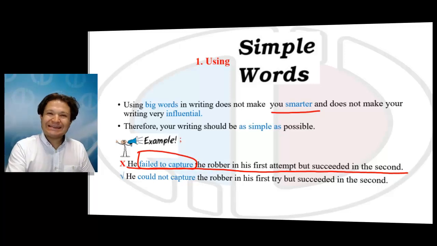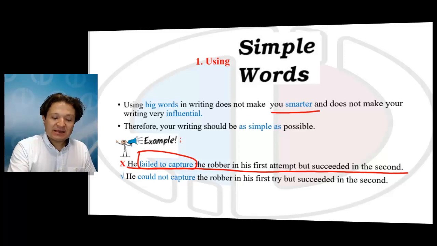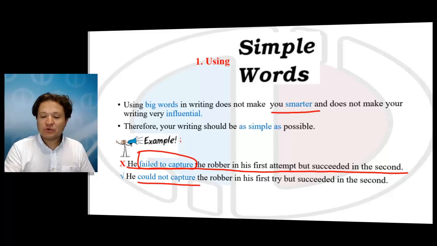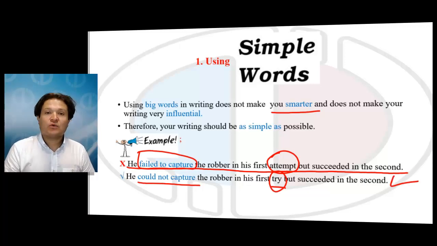However, you can easily simplify this statement, as you see here: he could not capture the robber in his first try but succeeded in the second. Try is easier for the reader to understand than attempt. Therefore, we can say that the second sentence is easier for the reader because it was written with plain English.